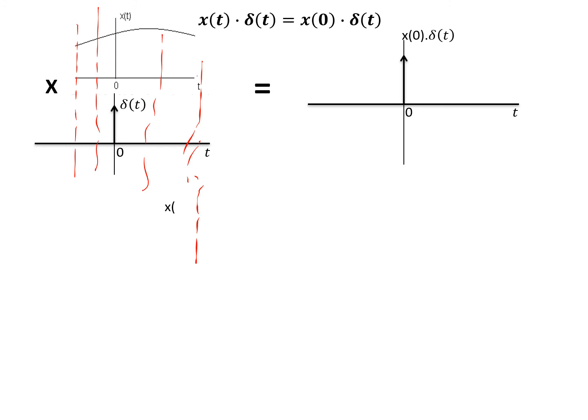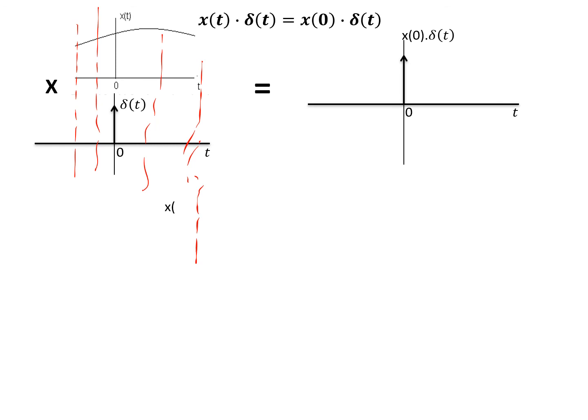See, at this instant, what is delta t? It is 0, no? 0 into anything is 0. So here also it is 0. Everywhere except at t equal to 0, if you multiply delta t with x of t, it is 0. Only at the origin, it is delta t into x at whatever. What is the value here actually? This value. What is this value?